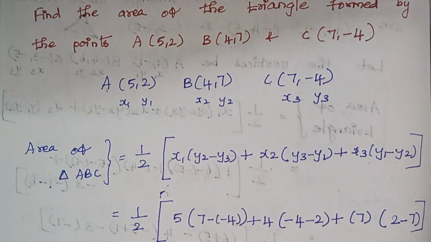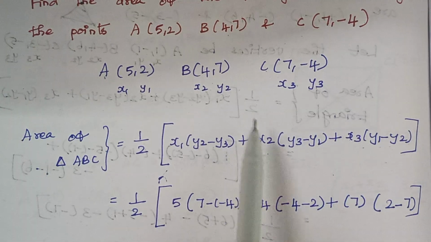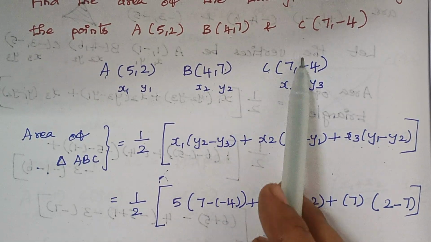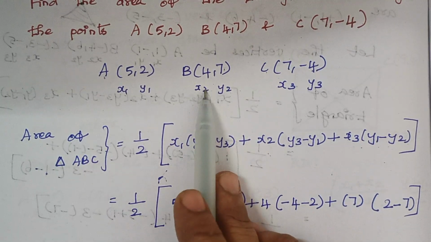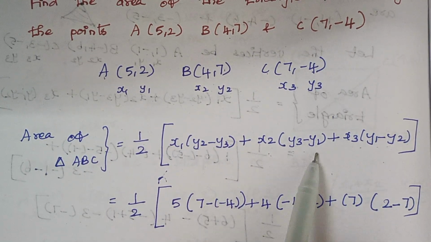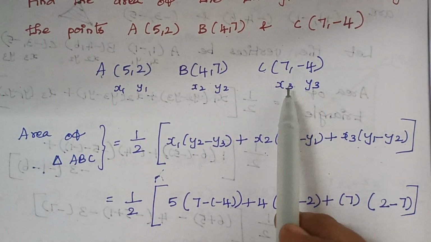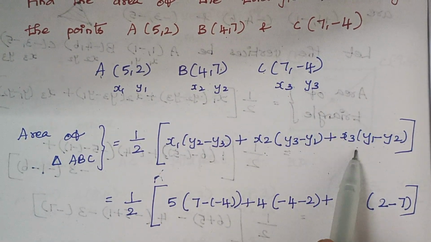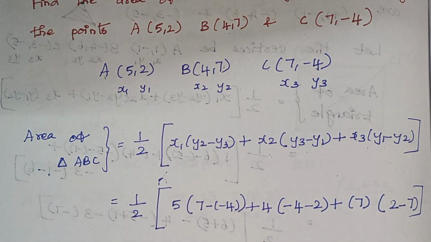So first we have x1. What is x1? x1 is 5. y2 minus y3. It is 7 minus of minus 4. Right. Next x2. x2 is 4 and y3 minus y1. So minus 4 minus 2. And the next one is x3. It is 7 into y1 minus y2. So it is 2 minus 7.